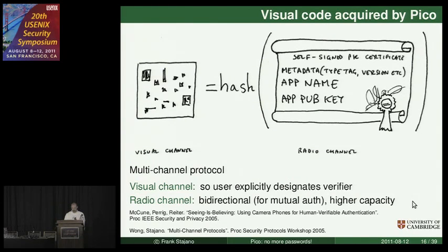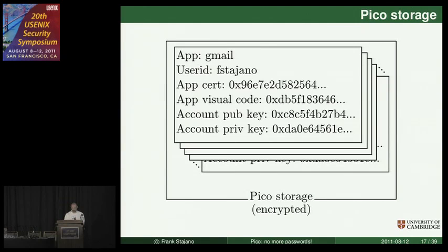So we've just seen all that. The visual code gets acquired by the Pico and is used for priming the communication over the radio channel. The Pico inside has storage space for however many apps it wants to support, so potentially thousands, and in each one of them it stores whatever is relevant to that specific pairing. So the public key of the app, the private key that the Pico uses to talk to that app. So the Pico has a different key pair for talking to each different app. This ensures the privacy, the no linkage.